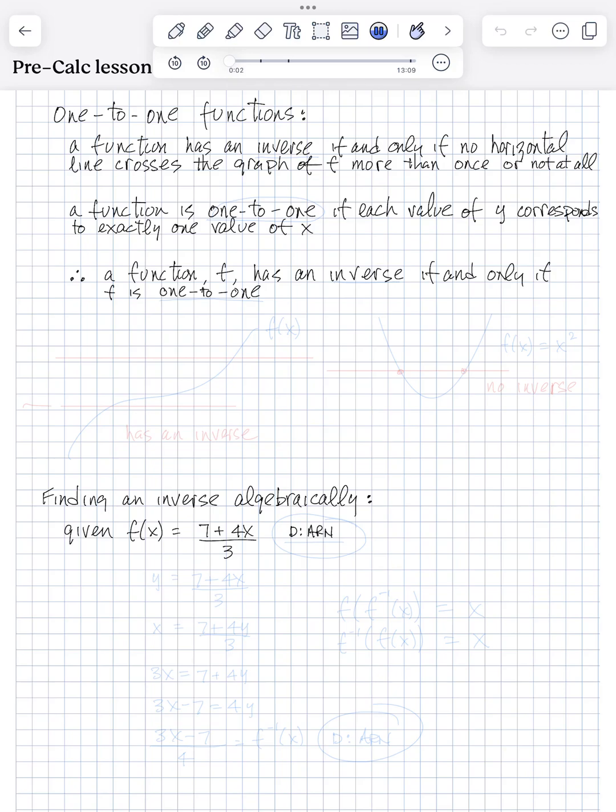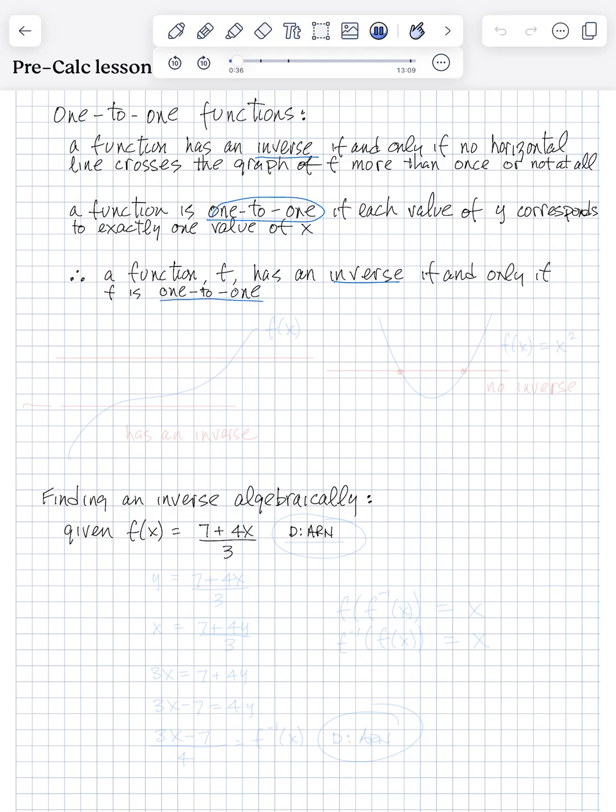Okay, let's take a look at one-to-one functions. First, some terminology. A function has an inverse if and only if no horizontal line crosses the graph of the function more than once or not at all. And a function is one-to-one if each value of y corresponds to exactly one value of x. Therefore, a function f has an inverse if and only if it is one-to-one.